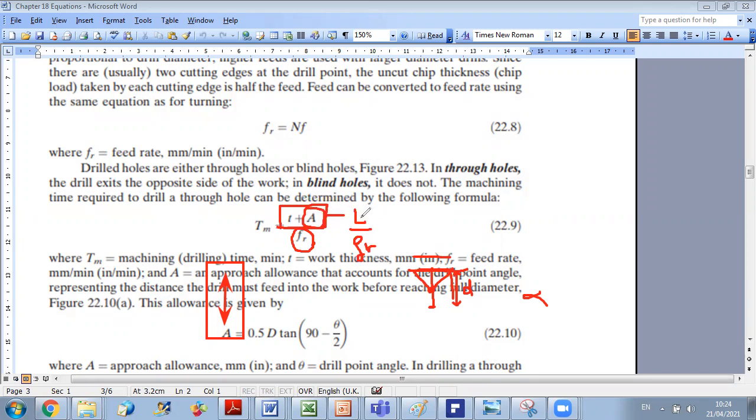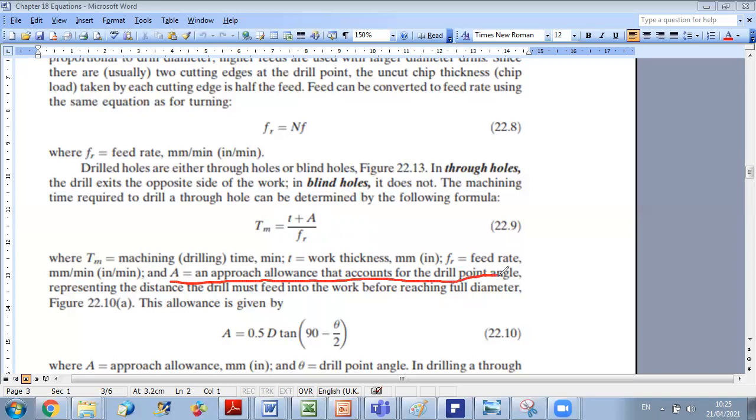The two parts of the length which the drill will advance are the approach distance in order to just have the full diameter of the drill on the first level of the work part, and then T will be the thickness of the hole to perform. Okay, so Tm is the machining drilling time in minutes, T is the work thickness in millimeter or inch, Fr is the feed rate in millimeter per minute or inch per minute, and A, as we defined, is the approach allowance that accounts for the drill point angle, representing the distance the drill must feed into the work before reaching full diameter. So if we go back to the figure, this is A.